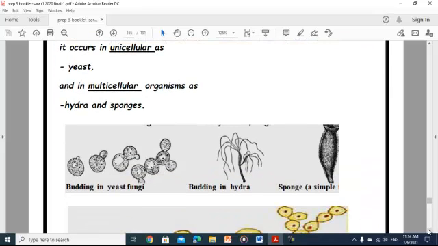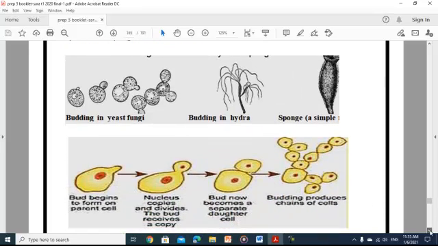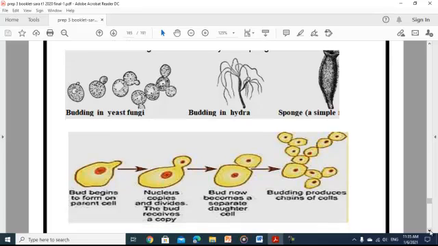What is the bud? When you look at it here, this is yeast fungus, and this is hydra, and this is sponge. How? When you take a piece of yeast fungus and put it in sugar solution in warm water, you find that by time a small part grows from it. This one we call a bud. This bud produces a new one. The nucleus is cut into two. One of the two nuclei migrates or moves to the new cell, and the other nucleus stays in the mother cell or the main cell. This one produces this bud, which grows and produces a new cell.